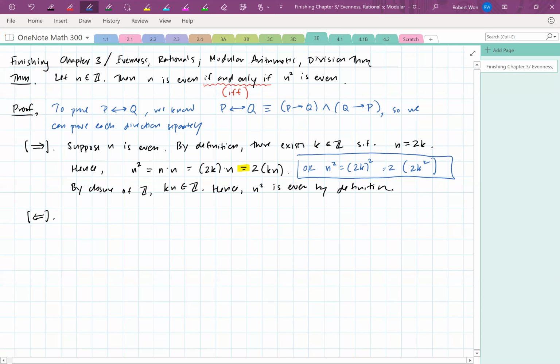But in thinking about how to prove this direction, if I get n squared equals 2k, then how do I get that n is 2 times something? It seems kind of more difficult, right? This direction, you somehow have less to work with. But one thing that we can do in a situation like this, so this seems harder to prove. Actually, let me put this in blue because it's sort of a remark.